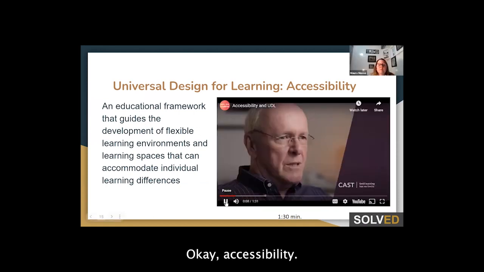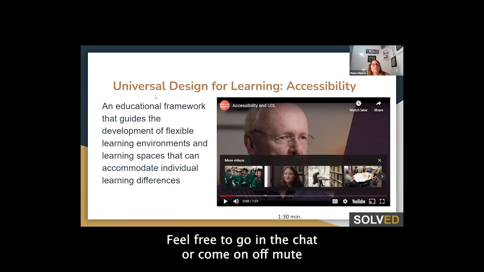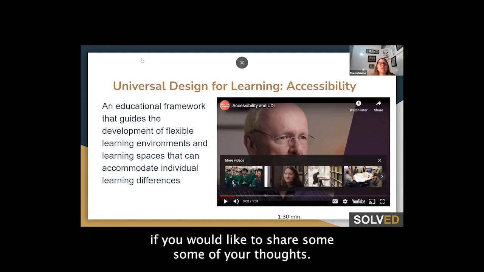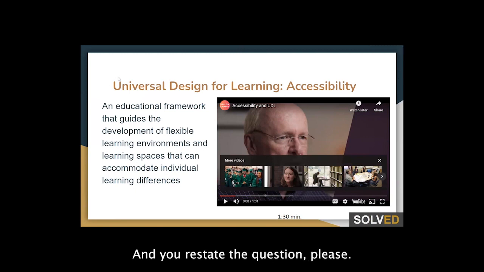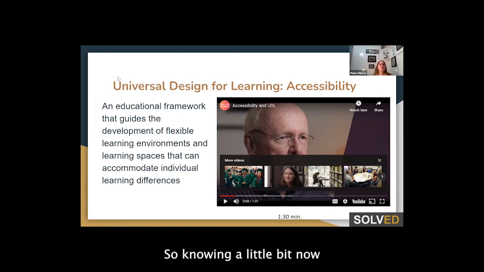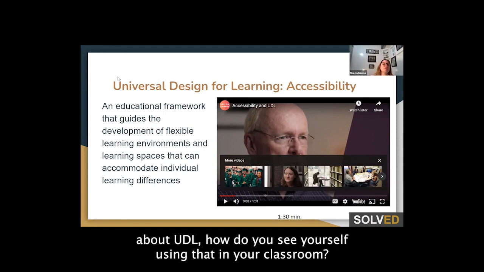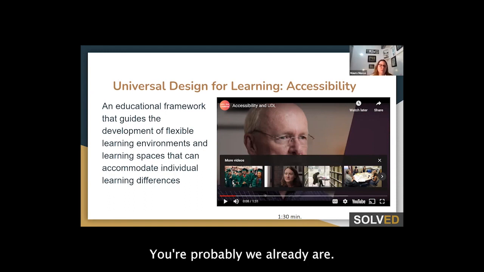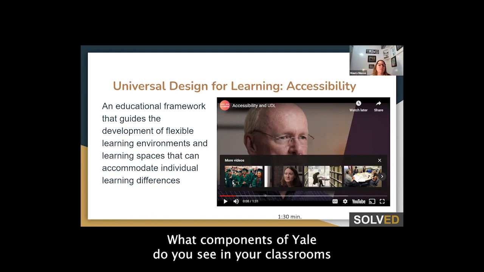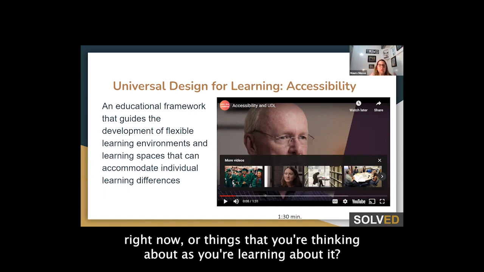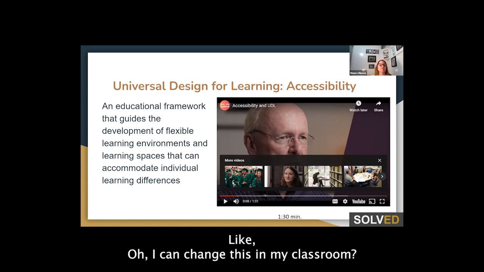Accessibility. Feel free to go in the chat or come off mute if you would like to share some of your thoughts. Can you restate the question, please? So, knowing a little bit now about UDL, how do you see yourself using that in your classroom? What components of UDL do you see in your classrooms right now, or things that you're thinking about as you're learning about it? Like, oh, I can change this in my classroom.